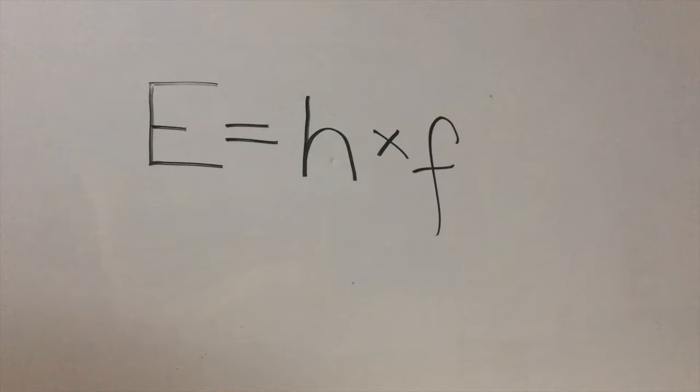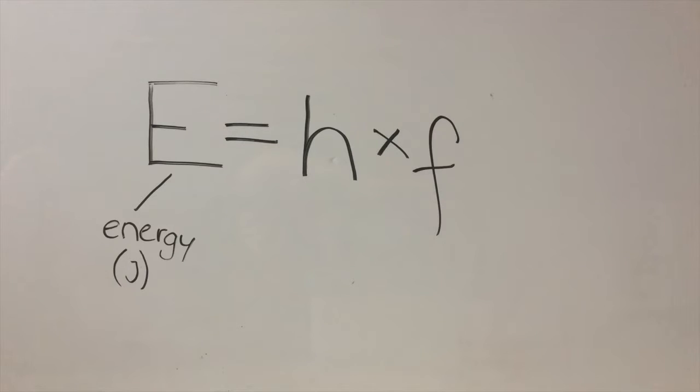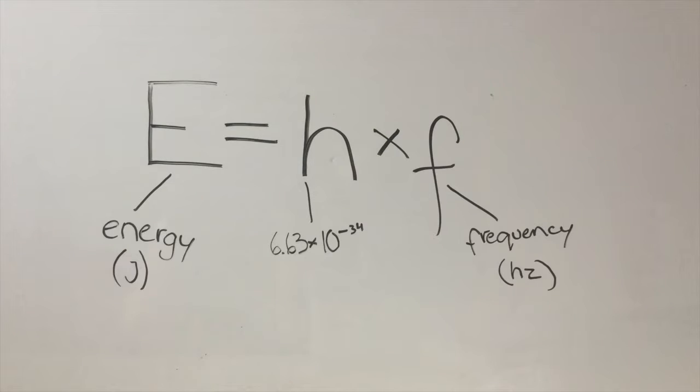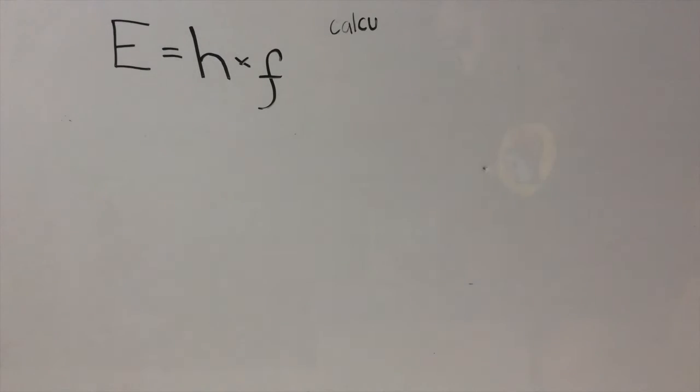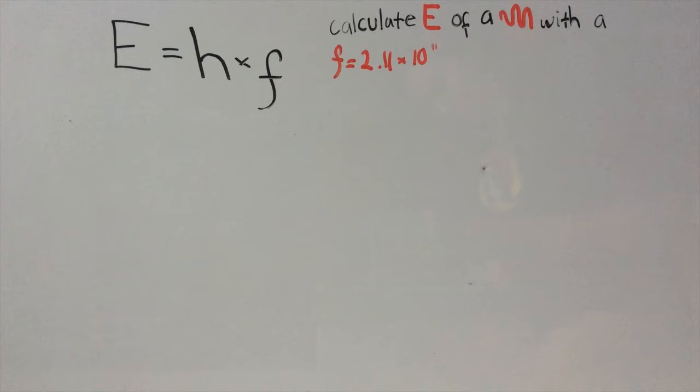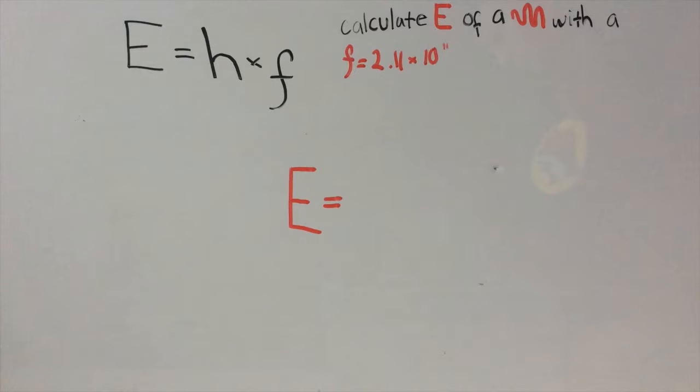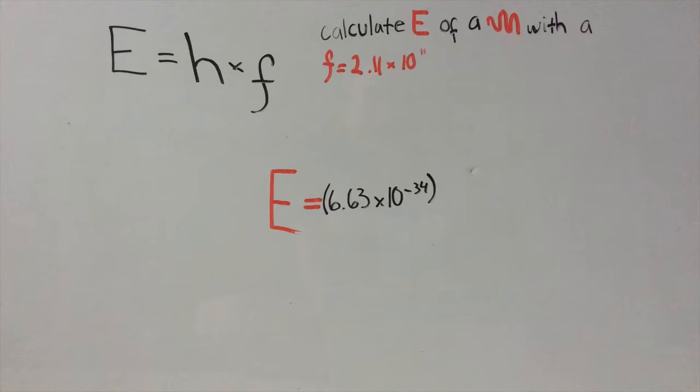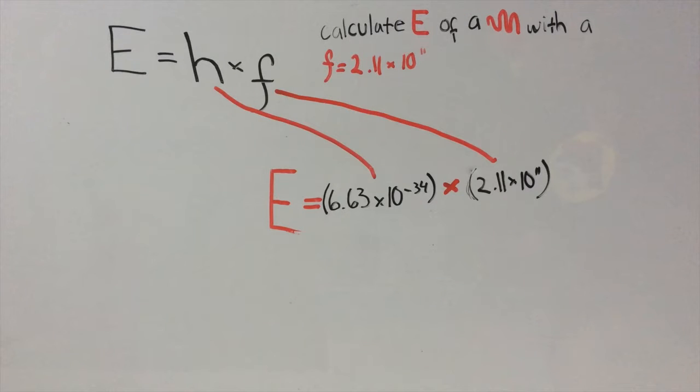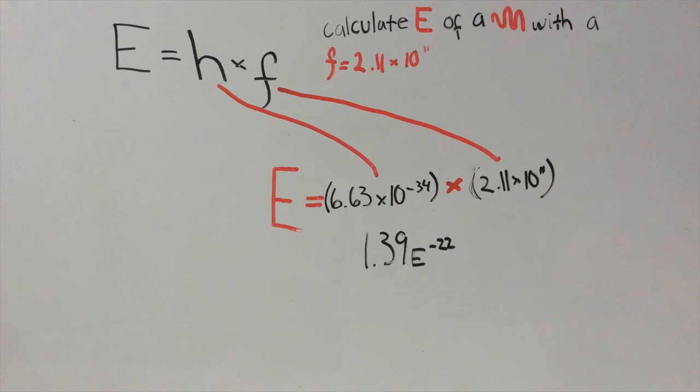The formula for finding energy is known as the Planck-Einstein formula, which is energy equals Planck's constant times frequency. To calculate the energy of a wave with a frequency of 2.11 times 10 to the 11th power, you plug in Planck's constant, which is 6.63 times 10 to the negative 34th power, and the frequency into the Planck-Einstein formula to get 1.38 times 10 to the negative 22nd power.